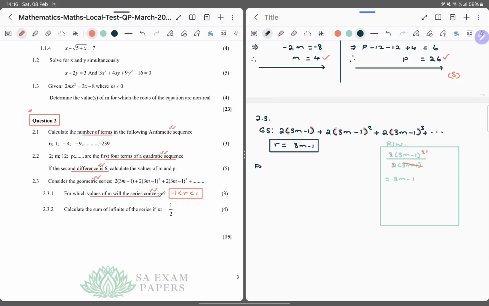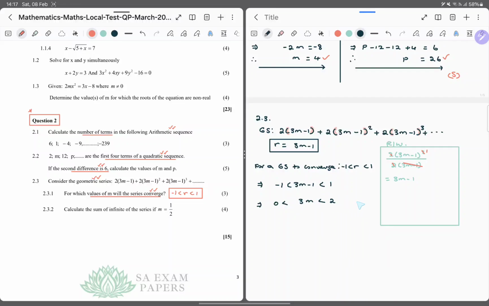Okay, let's say for a geometric series to converge, it is such that r must be less than 1, greater than minus 1. Okay, now this implies what is r here? It's 3m minus 1 must be less than 1, greater than minus 1. This also implies, now we simplify, we just transpose 1 to either side. So one day it's going to be 1 minus 1, which is 0.